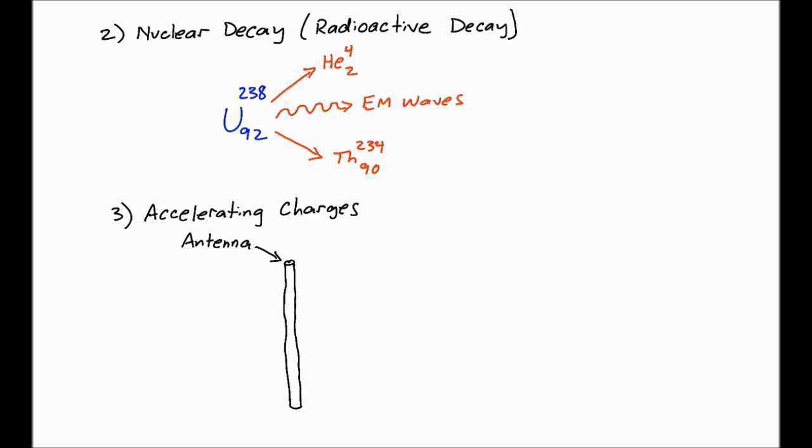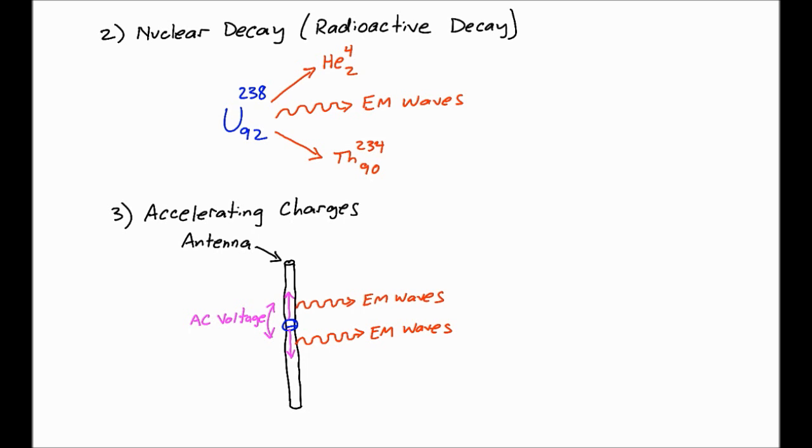Basically, an antenna is just a metal conductor, so it's full of electrons that can move along the antenna. If a voltage, and therefore an electric field, is applied along the antenna, then the electrons can be accelerated. So we might have an AC voltage accelerating the electrons up and down the antenna like this. As the electrons are accelerated, they give off electromagnetic waves.